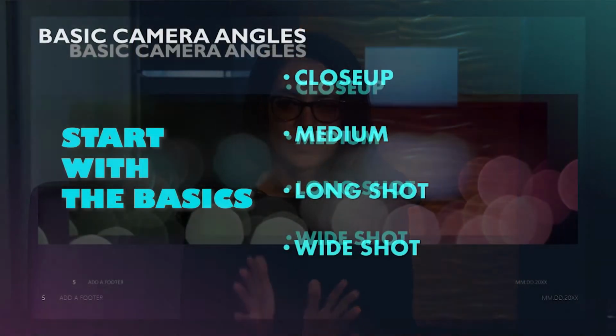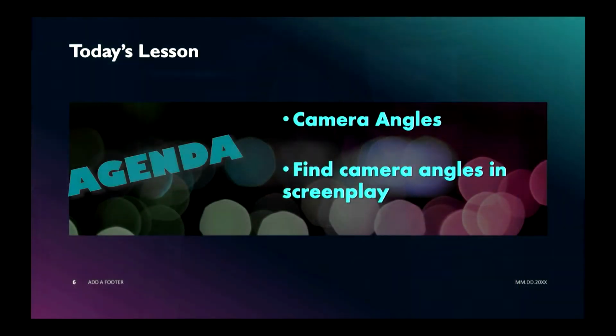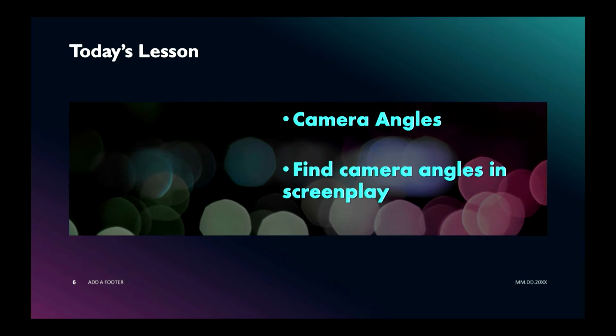So here are some basic camera angles for you to jot down, and we're going to discuss what they look like. There are close-up shots, close-up angles, medium angles, a long shot, and a wide shot. In today's lesson, we're going to talk about these angles and shots, and we're going to look over the screenplay and find these angles and see how many we can find. So literally, we do not need a camera.